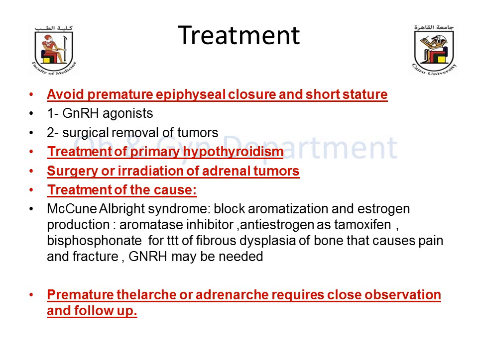So we give gonadotrophin releasing hormone agonist to suppress any changes inside, and if there is a tumor elsewhere, surgical removal of the tumor. Treatment of primary hypothyroidism if there, surgical or radiation of adrenal tumors, McCune-Albright syndrome according to the condition. Premature thelarche or adrenarche, as we mentioned, just require close observation and follow-up.